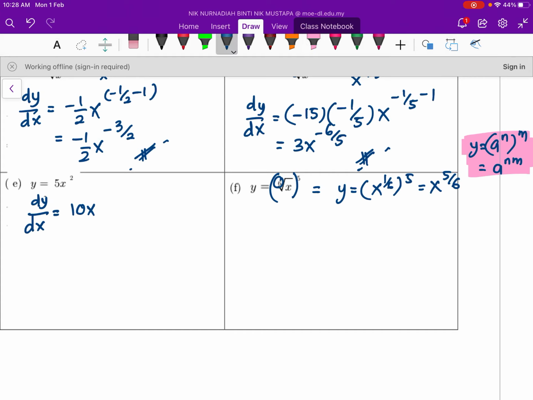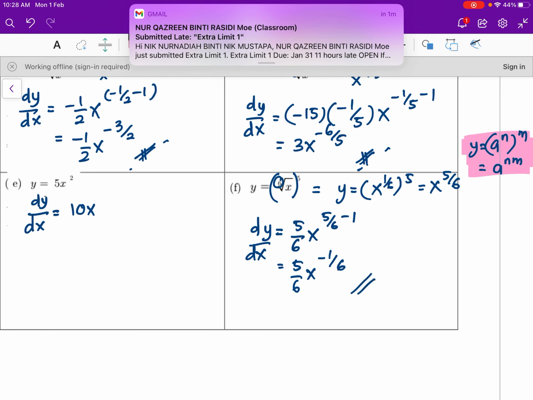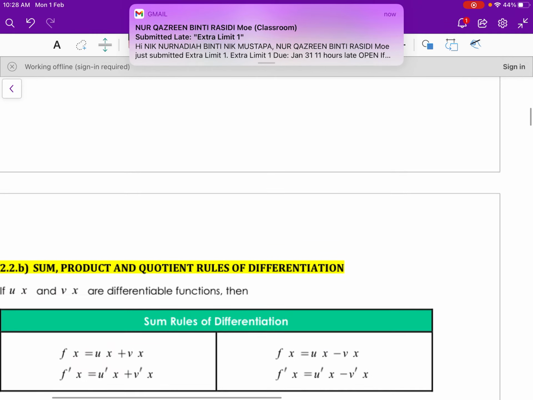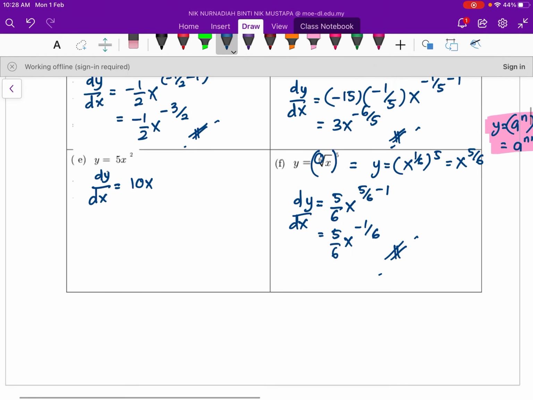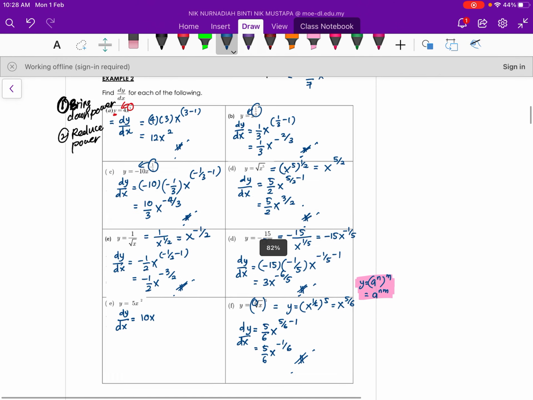Okay, so we go to the process bring down power, reduce power. So 5 over 6 x to the power of 5 over 6 minus 1 equal to 5 over 6 x to the power of negative 1 over 6. Here should be dy dx. Okay. Ada lagi tak? Itu sahaja. So that's it for example 2.